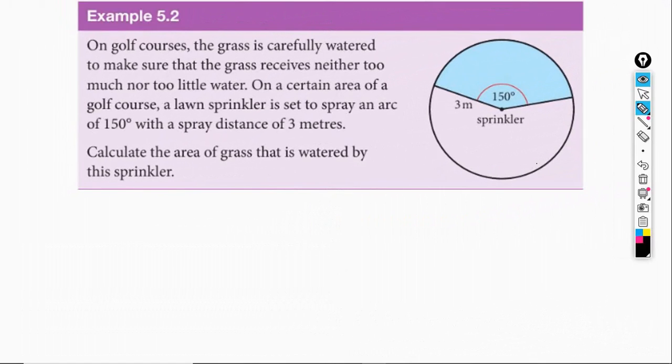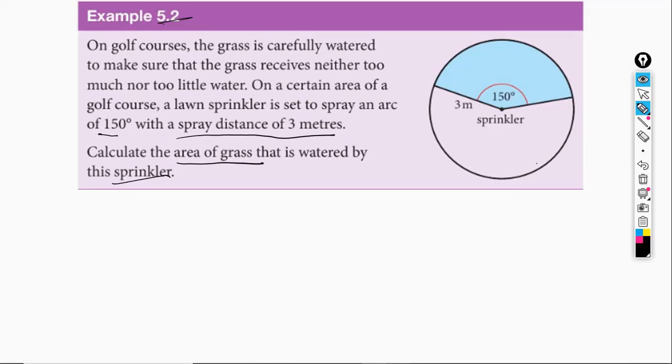Okay, so here we are on example 5.2. And it says, on golf courses, the grass is carefully watered to make sure that grass receives neither too much nor too little water. On a certain area of a golf course, a lawn sprinkler is set to spray an arc of 150 degrees with a spray distance of 3 meters. Calculate the area of grass that is watered by this sprinkler.